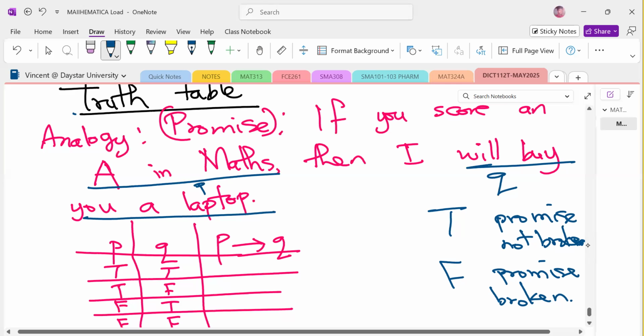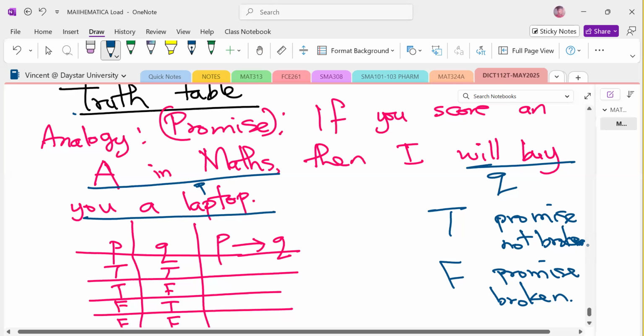Yeah, that's the only valid case you'll have against your parent, someone who sells this. But if you don't get an A and they don't give you a laptop, do you have any grounds to argue or to say that you are treated unfairly? No. So then now, let's interpret this.